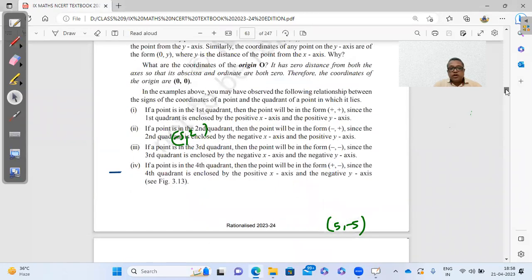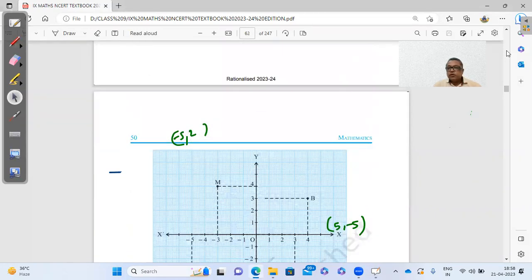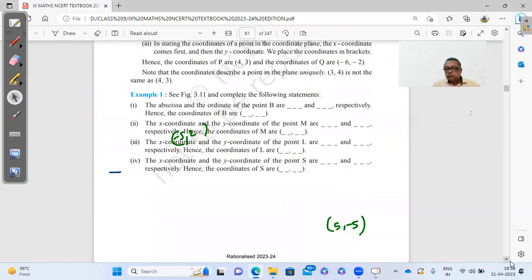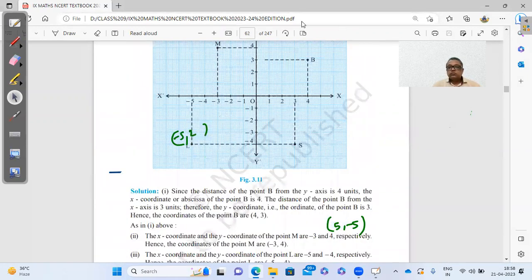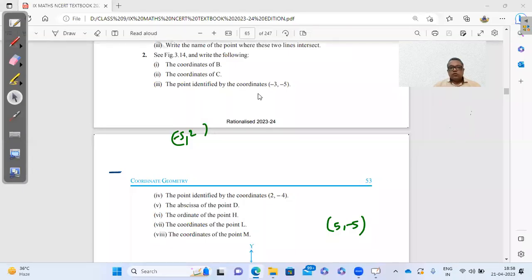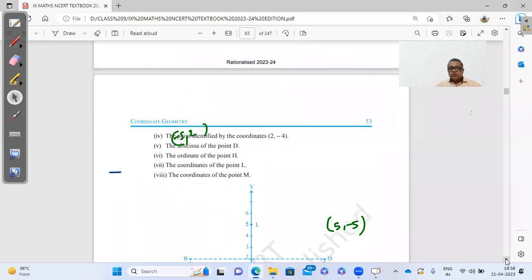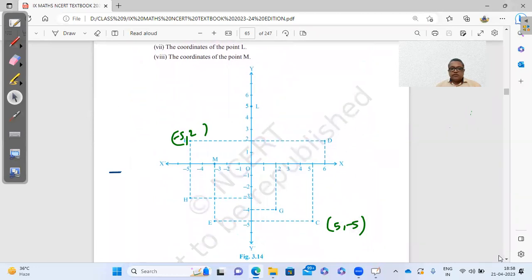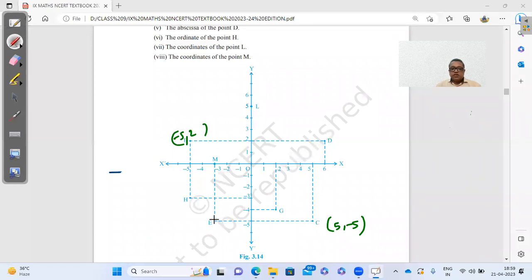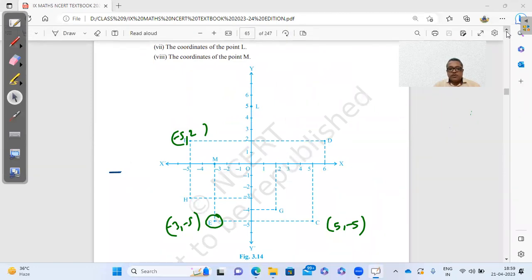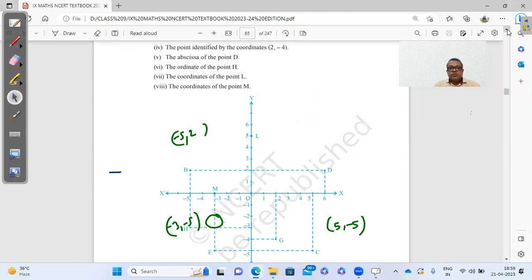Then we have the next part of the question. Third part, the point identified by -3, -5. Look at the figure where -3, -5 exists. That is point E. This is our E coordinate. Point identified by -3, -5 is point E. So that is my answer number 3.